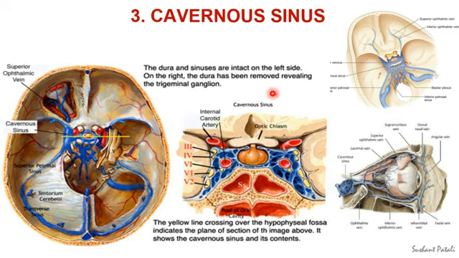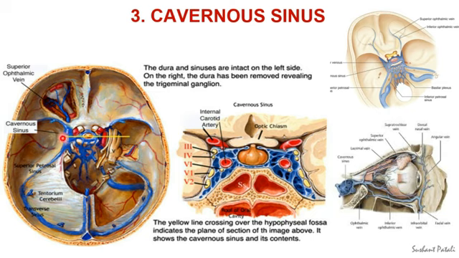The cavernous sinus. Now we come to the most important of all the dural venous sinuses, the cavernous sinus. So this is important from an exam point of view and also from a clinical point of view. So what is the cavernous sinus? Like I mentioned, it is a paired sinus, and they are located on each side of the body of the sphenoid bone.